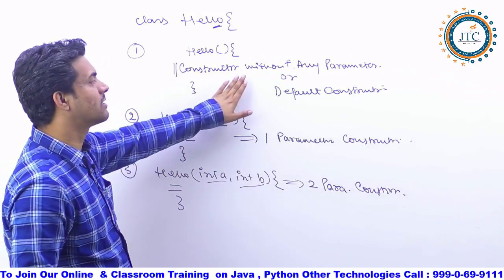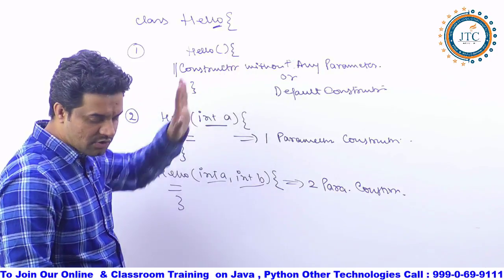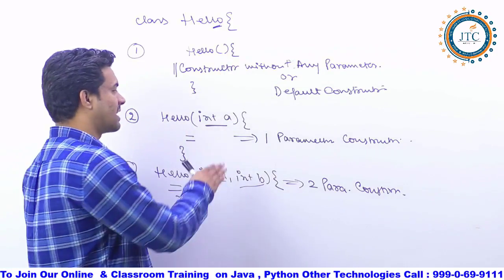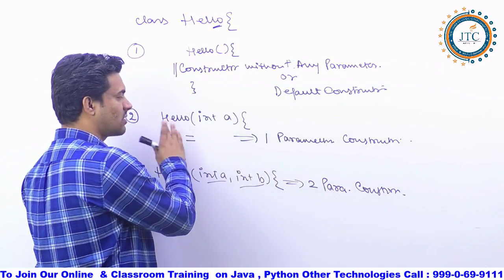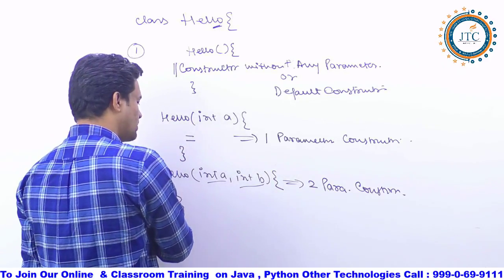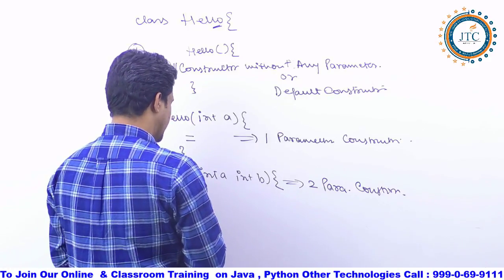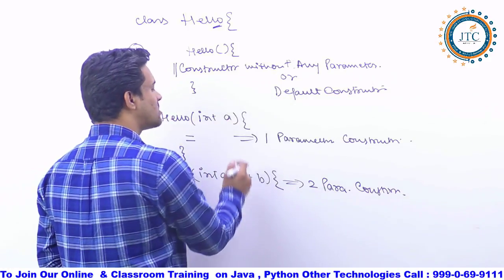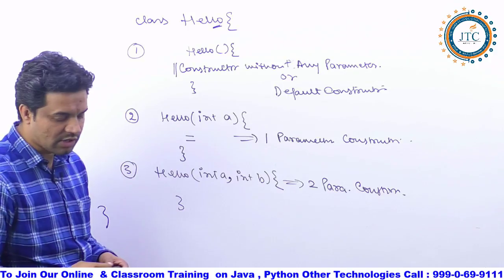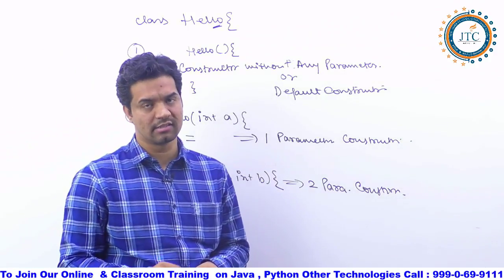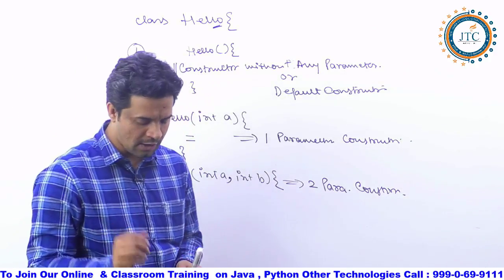So one we are calling a default constructor, or constructor without any parameter. The second one is a parameterized constructor with one parameter, and the third one is with two parameters, which we are writing again inside this. So these are the different types of constructors which I have written inside this. Is it okay now?